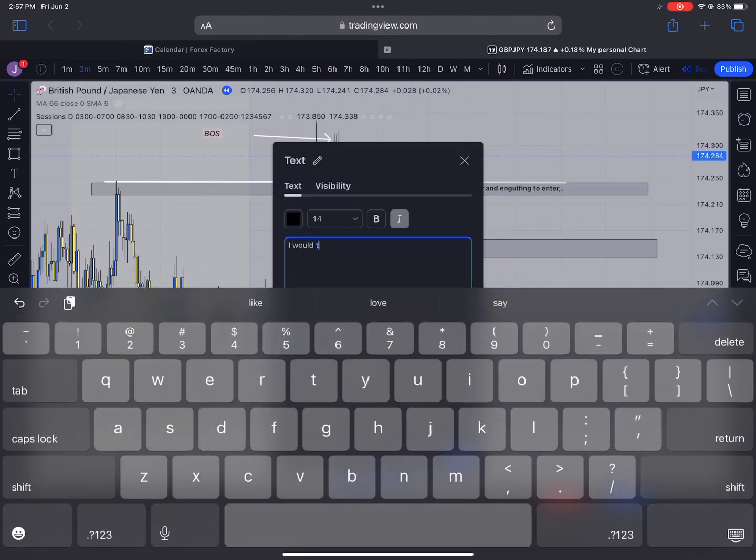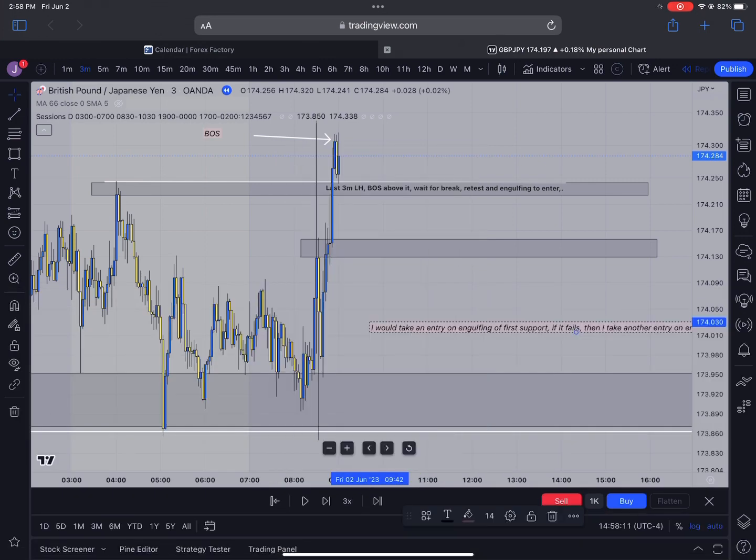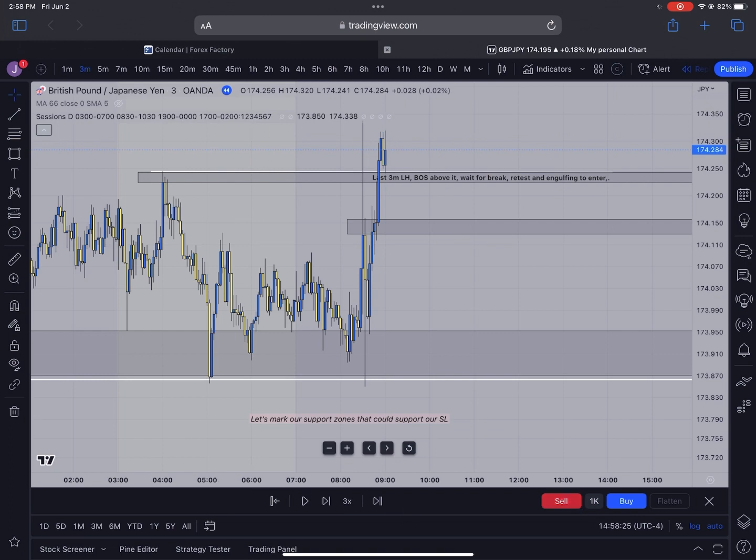If I place a buy on the first support zone and my trade fails, I want to see price get to my next support zone and another 3 minute engulfing candle to enter. Otherwise, I do not enter. I don't care if price goes up right after or anything like that. I want to see price get to my zones.